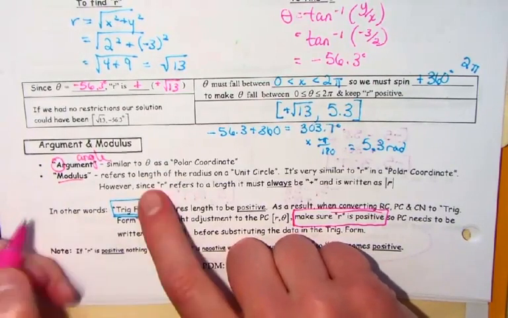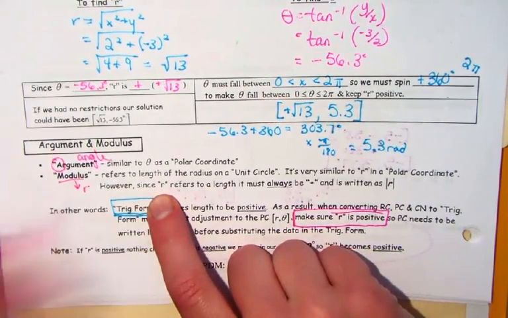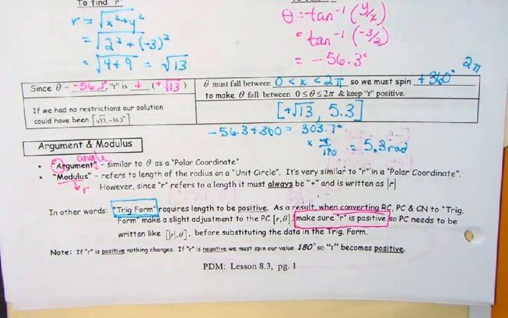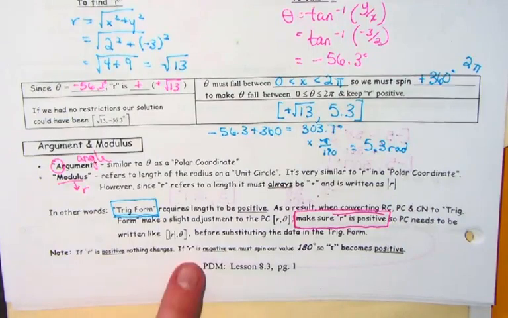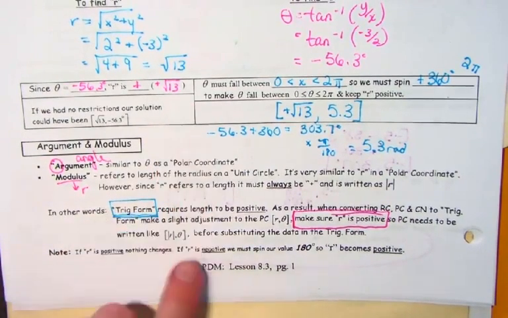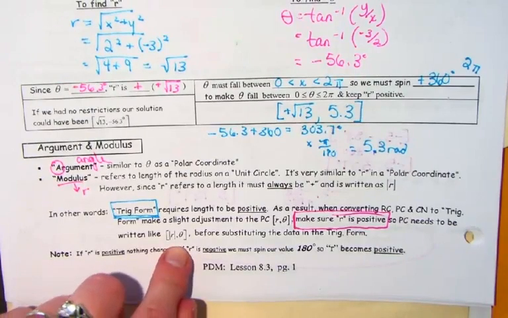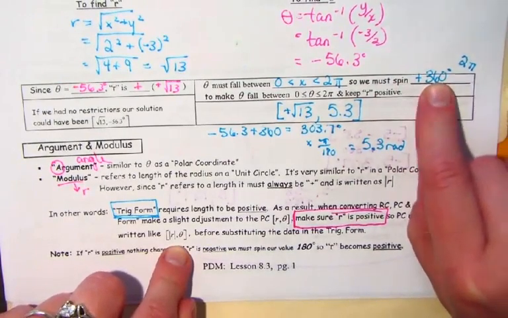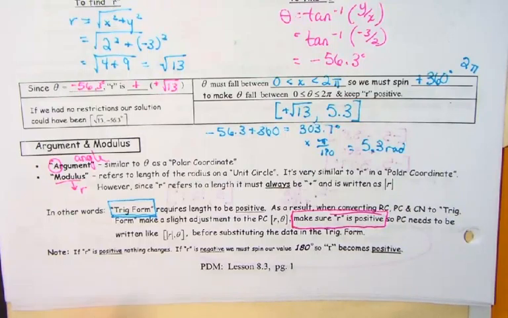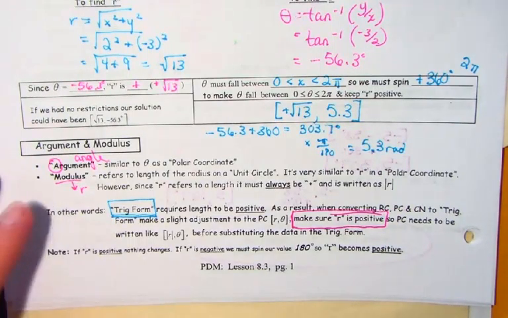The modulus is just like our radius, just like R, but it has to be positive. So we'll just check like we did up here. We'll just check that the radius is positive. If we need to rotate 360 degrees or if we need to rotate 180 degrees, we'll do it. Whatever we need to do to make sure that radius is positive.